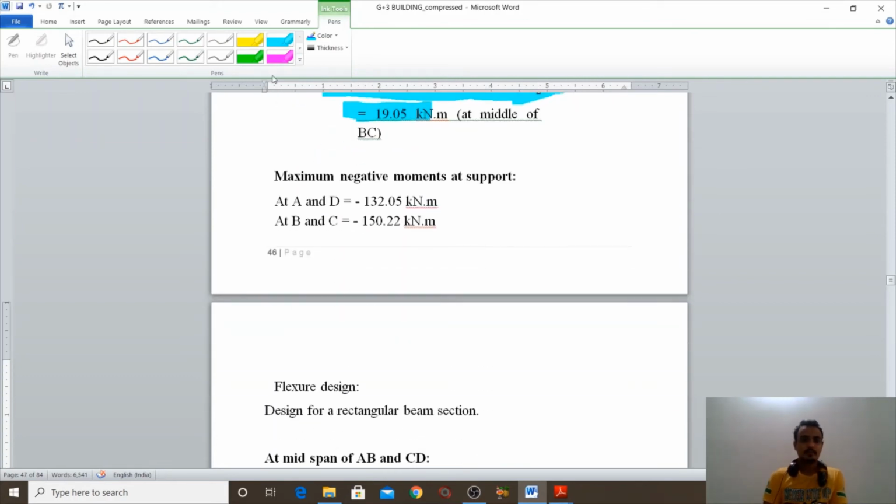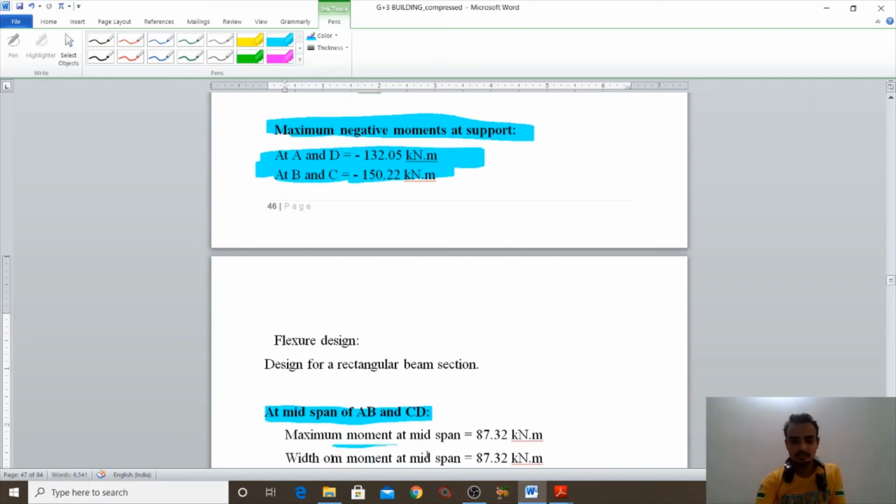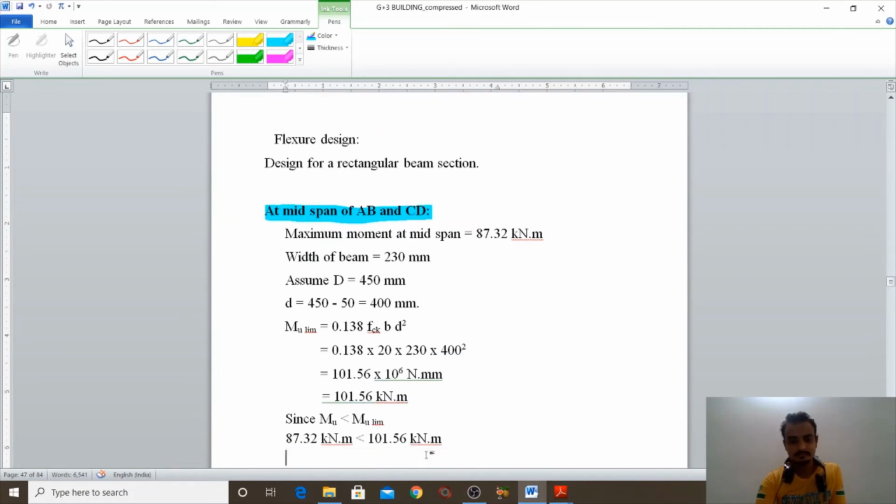Now here we have a maximum negative moment at support. This is the fixed end moment or a final moment we will find out from the moment distribution method. Now we are going to design beam AB and CD.